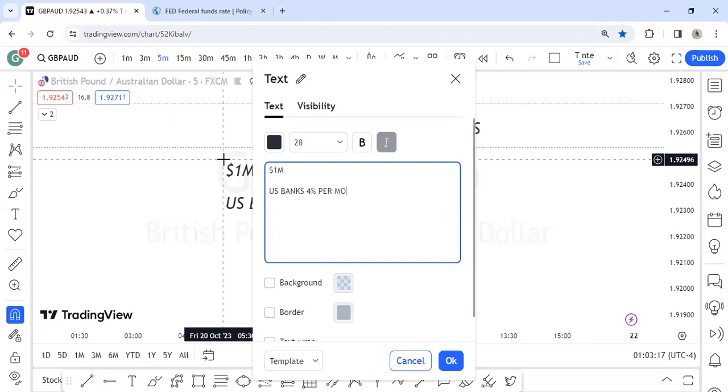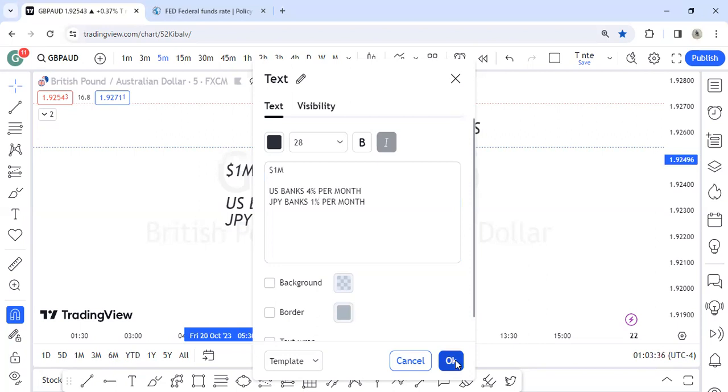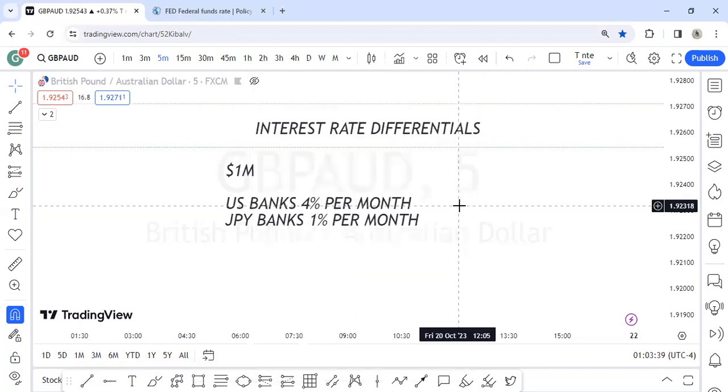right? Imagine that the US bank is giving you an interest of 4% per month, while the Japanese bank is giving you what? 1% per month, right? Assume that there are two banks now, and you had $1 million, and you wanted to invest your $1 million. The US bank is giving you 4% per month, while the JPY bank is giving you what? 1% per month, right? Now, if you look at these two rates, which one would you go for?